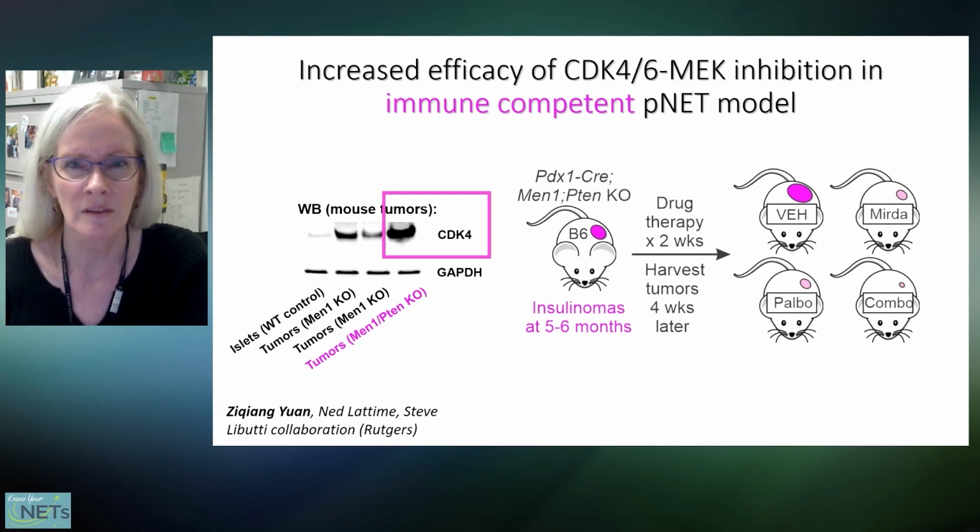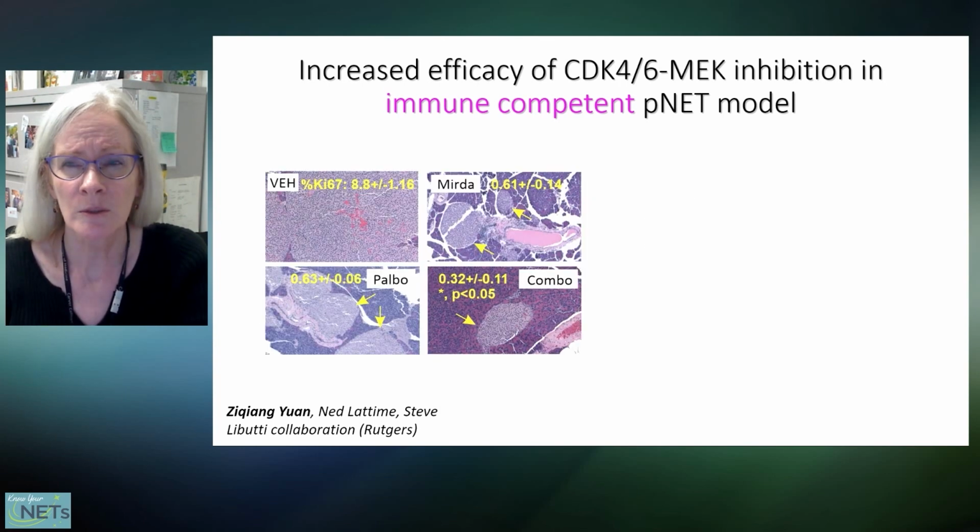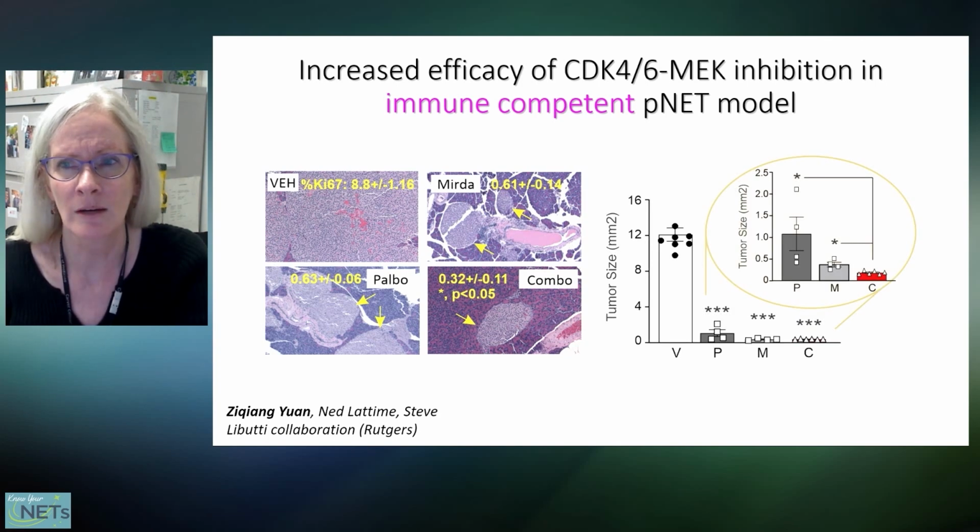when using these drugs. So as predicted, the combination acted synergistically to reduce tumor size compared to each drug alone, as quantified in this graph, where the red bar is denoting the combination, and it's much smaller than either of the individual drugs alone or the vehicle controls, which grew to be very large.